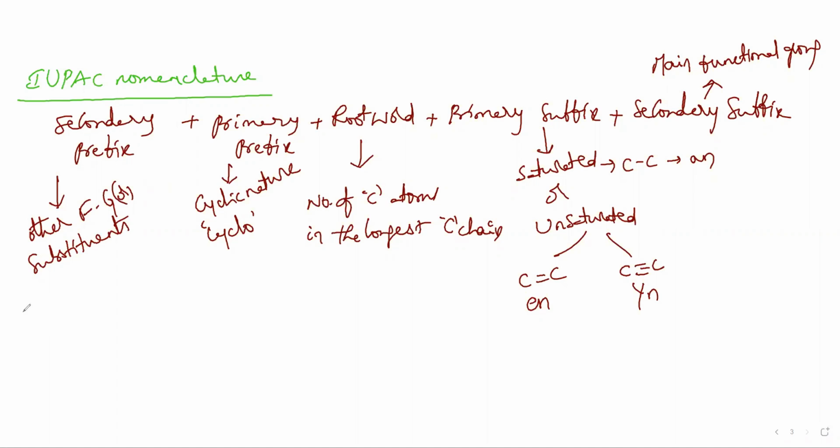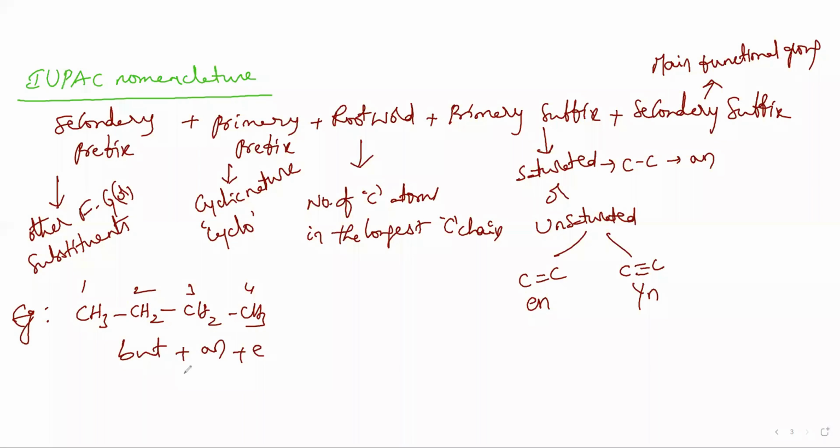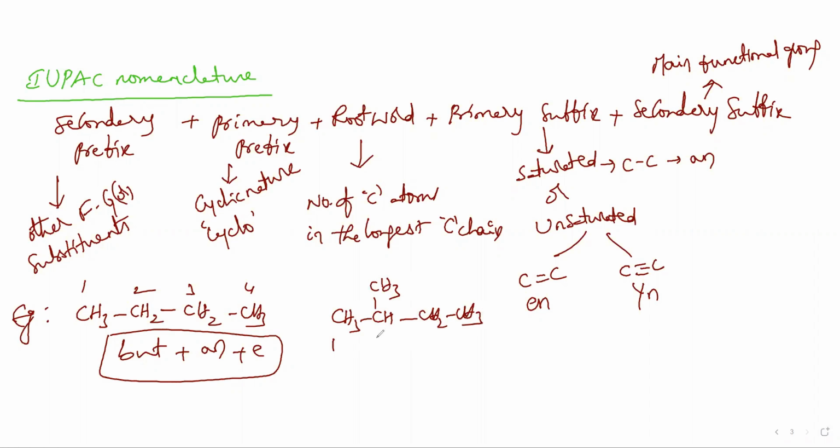Let us consider some examples. CH3, CH2, CH2, CH3. So give numbering 1, 2, 3, 4. 4 means but. All are single bonds, you can see, so A. There is no other functional group, just end with E. So what is its name? Butane. Or CH3, CH, CH3, CH2, CH3. 1, 2, 3, 4. Second carbon is having methyl. So what will be its name?